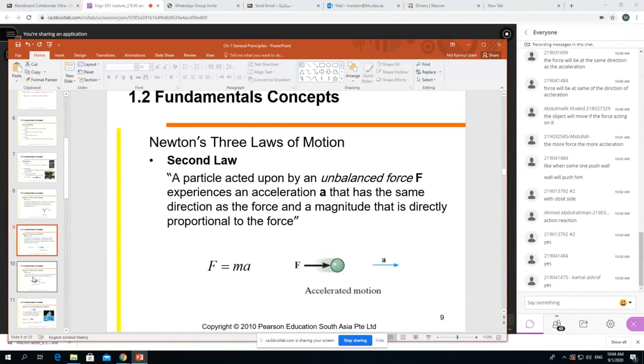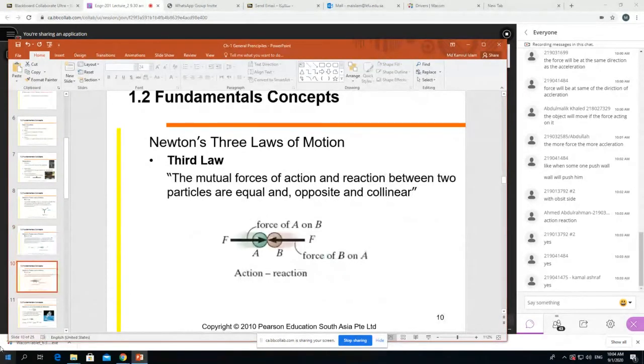So Newton's third law is, I repeat, every action has an equal and opposite reaction: equal magnitude and opposite direction. Third law: the mutual forces of action and reaction between two particles are equal and opposite. Another thing I forgot to tell you, which is also important. Three things are very important. The force has to be equal, the force has to be opposite, and the force will be collinear.